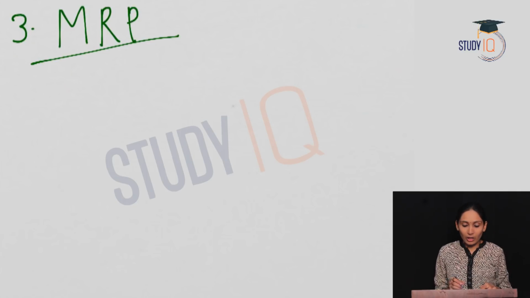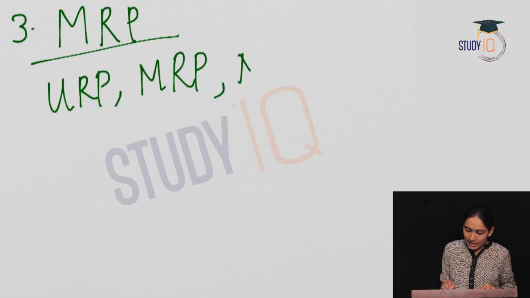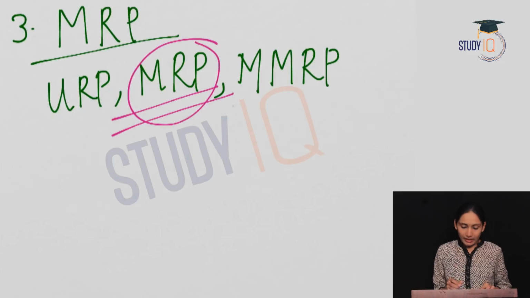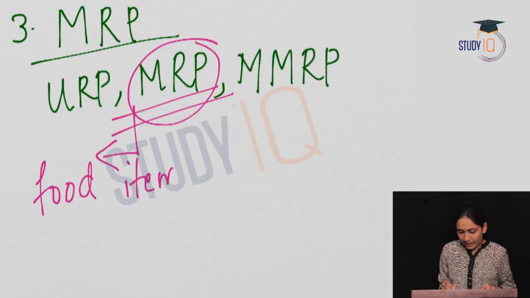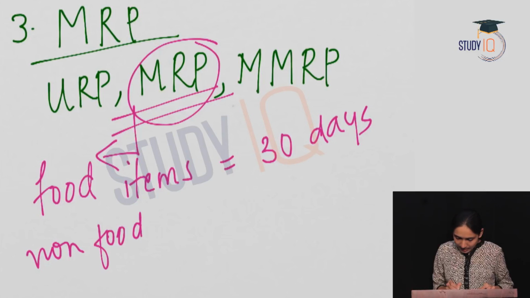The next recommendation of the committee was to adopt a mixed recall period. What is mixed recall period? We have learned that there are three methods of data collection. One is uniform recall period, second is mixed recall period, and the third is modified mixed recall period. The committee recommended adopting the mixed recall period. Under the mixed recall period, food items are given a reference period of 30 days and non-food items are given a reference period of 365 days.